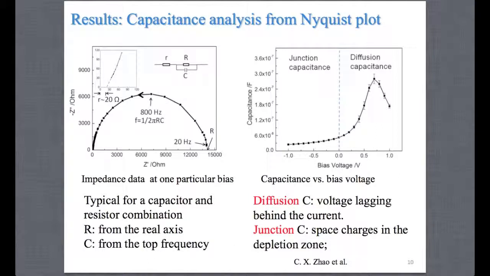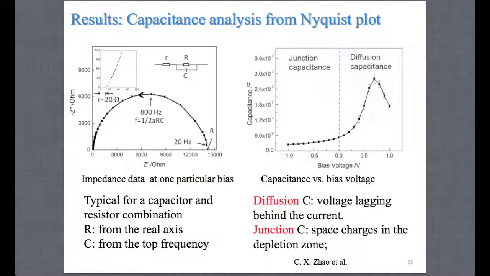So on the left, the impedance data at one particular bias was plotted using a Nyquist plot, which shows a semicircle along the real and imaginary parts. It is typical for a capacitor and resistor combination, and the resistance R can be extracted from the real axis, and the capacitance C can be calculated from the top frequency.